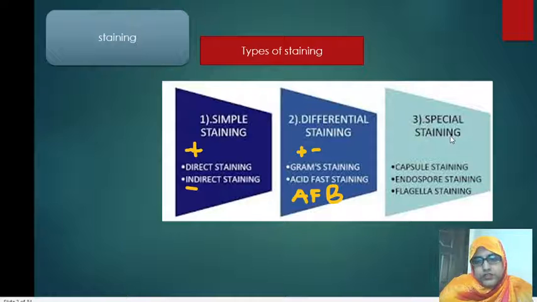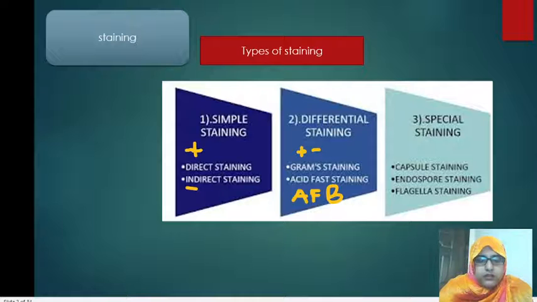Special staining includes capsule staining, endospore staining, and flagella staining. Capsule, endospore, and flagella, all three are different parts of the bacterial anatomy. If we stain these three different parts specifically, then that type of staining is differentiated. But if we stain gram positive or gram negative bacteria, the whole bacteria is stained, not an anatomical part.